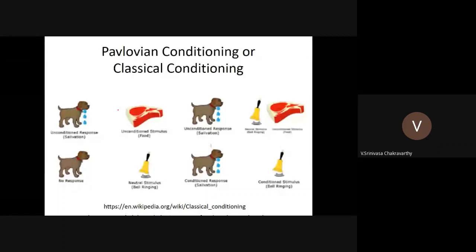So what happened was, in this experiment, when a dog is given some meat, obviously the dog has an innate instinctive behavior to salivate in response to the presentation of the food. So they call the presentation of the food the unconditioned stimulus, and the response of the dog, which is to salivate, the unconditioned response. So this is innate, and you don't have to train the animal to do this.